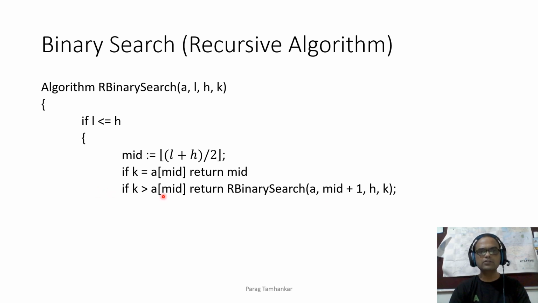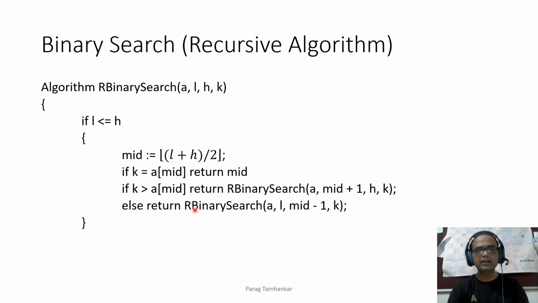If k is greater than A of mid is also false, then k is less than A of mid. If k is less than A of mid, then we can focus on the first half of the array and we can discard the second half of the array. If you want to discard the second half of the array, you can keep low as it is, and then high would be simply mid minus 1. We have discarded the second half of the array and high comes to mid minus 1. So we are only focusing on the first half of the array. So this is how we go.